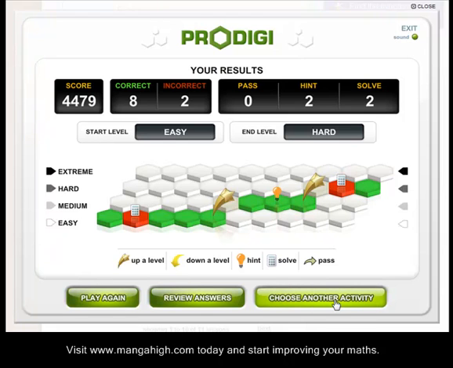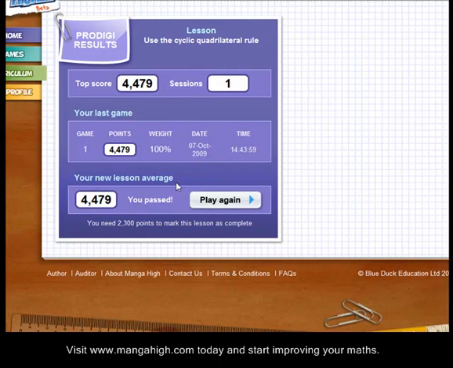So if we now choose another activity, we can see that we passed because we learned the very basics, even though we've only played once. But we might go back and play that again because there was clearly more there. And that's the end of this lesson.